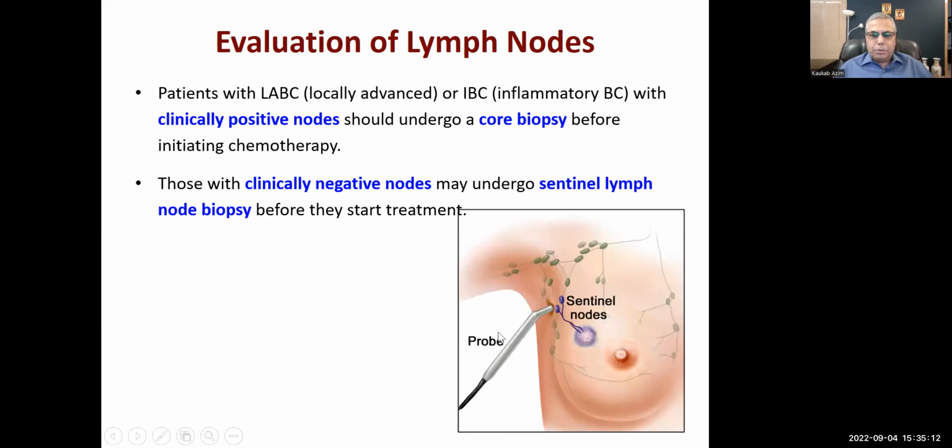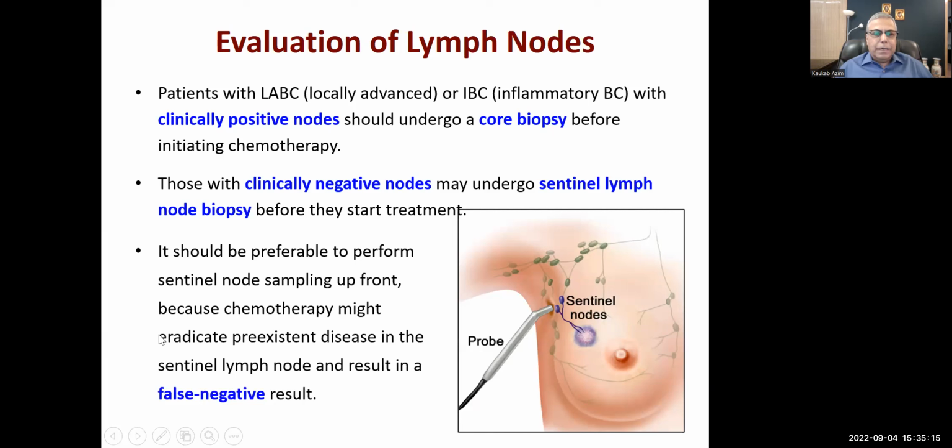Okay, so those with clinically negative nodes may undergo sentinel lymph node biopsy before the start of the treatment. So again, these are the sentinel lymph nodes. It should be preferable to perform sentinel node sampling upfront, because chemotherapy might eradicate pre-existing disease in sentinel lymph nodes, and you might get false negatives, right? So upfront means that before initiating any therapy, you must do a lymph node mapping. Okay, you must find out the sentinel lymph nodes. And just to remind you once again, sentinel lymph nodes are those lymph nodes into which the cancer cells drain.